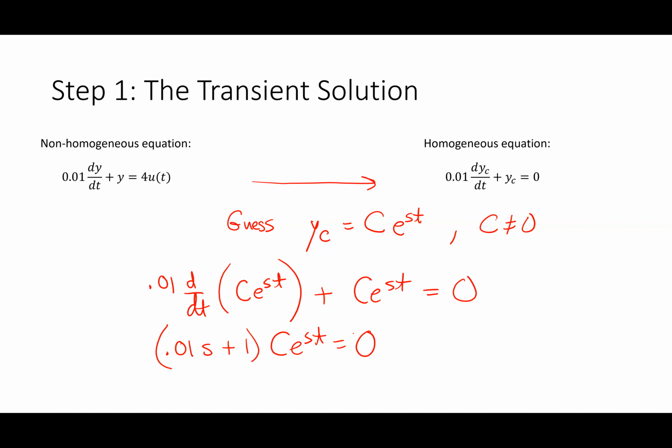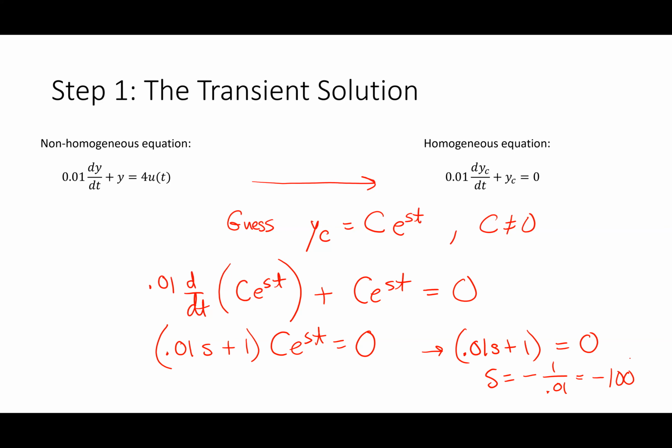So what's equal to 0 here? I got three things multiplying each other. Which one of them is equal to 0? The first one, right? So I have 0.01 s plus 1 equals 0, or s equal to what? Negative 1 over 0.01, which is what? Negative 100.